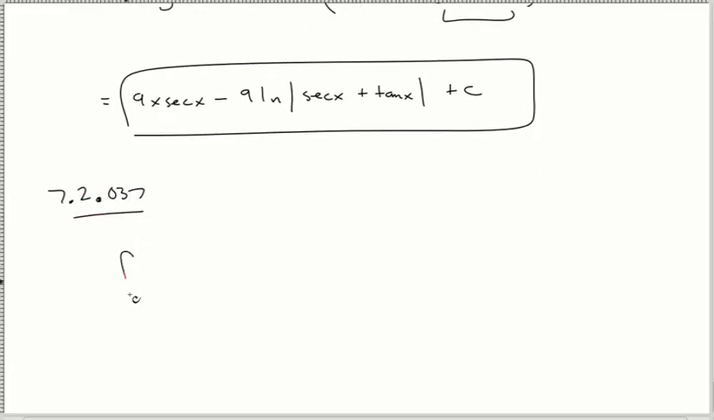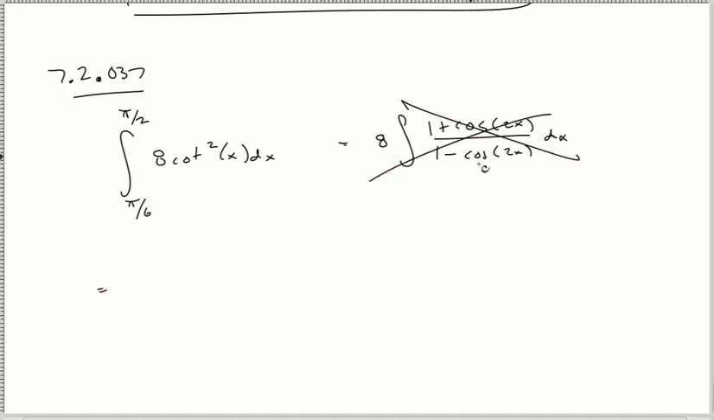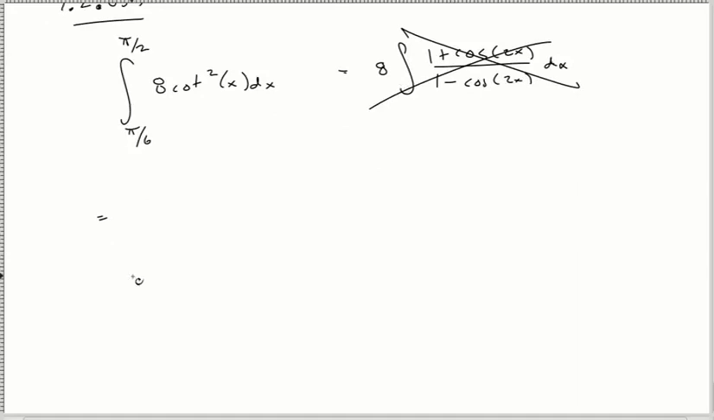72037. So I've got the integral from pi over 6 to pi over 2 of 8 cotangent squared of x dx. There's definitely a lot of ways we can try to tackle this. Here's one that I tried. I said, hey, the cotangent, there's a formula for that. I got my 2x, and I got my 2x. Nope, that doesn't help. Does that really look like it's going to be any help? No.